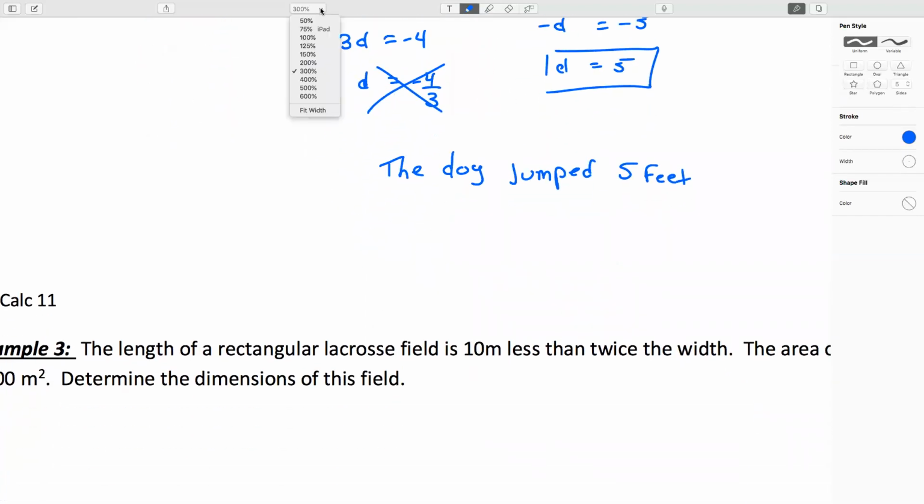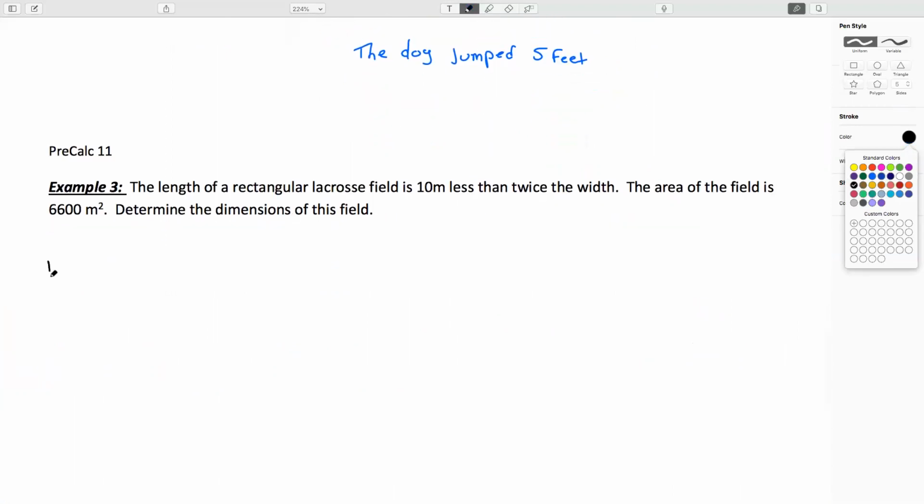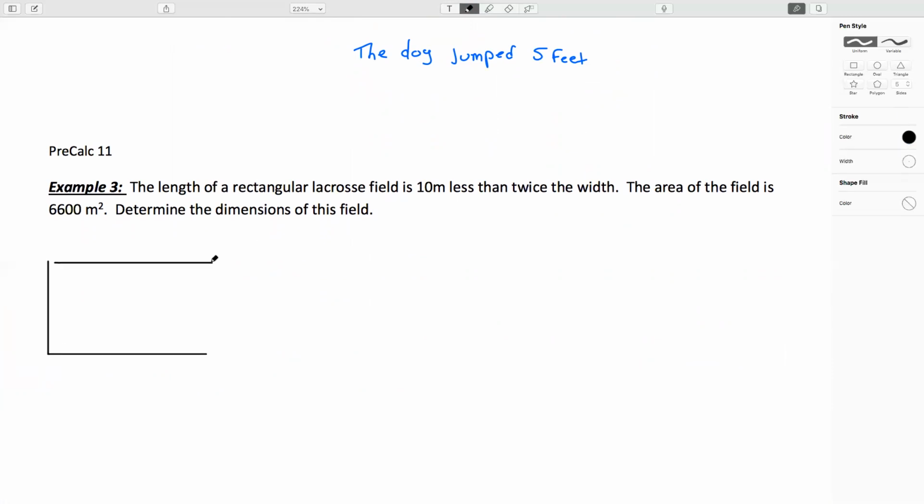Okay, one more problem. The length of a rectangular lacrosse field is 10 meters less than twice the width. The area of the field is 6,600 meters squared. Determine the dimensions of the field. So we could start by drawing out the actual field itself, and that'll help us visualize what's going on here.